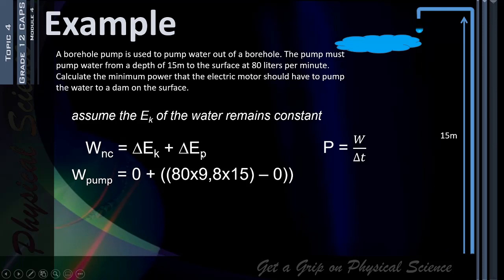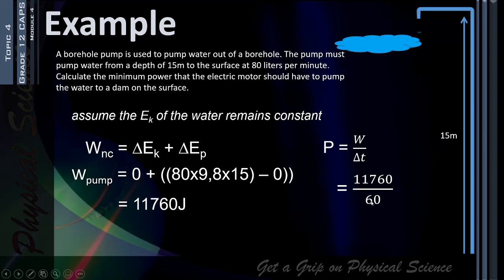So the initial potential energy will be 0, and then we can calculate what the final gravitational potential energy of this water is. 80 kilograms for 80 liter of water multiplied by the gravitational acceleration of 9.8 multiplied by the new height or the final height of 15 meters above the 0 reference point. So the work done by the pump is 11,760 joule.